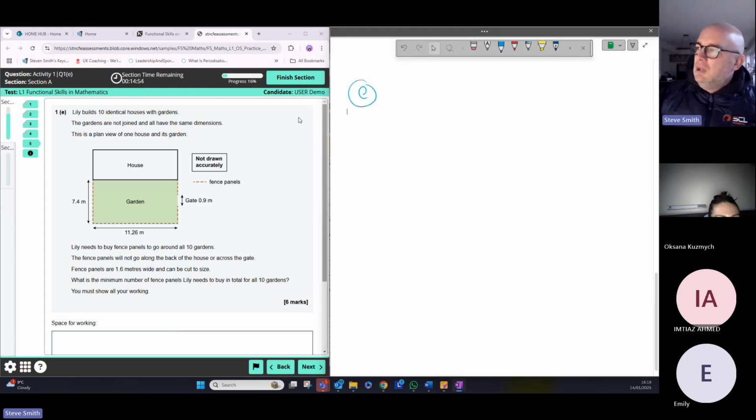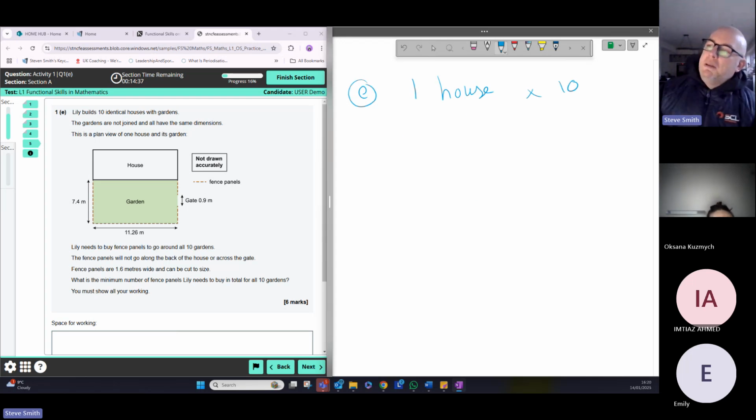Okay. If we work out what one house is, and then times it by 10, that's it. We've got it. So let's have a look. First of all, to work out how many panels we need for one garden, we're going to have to work out the length.